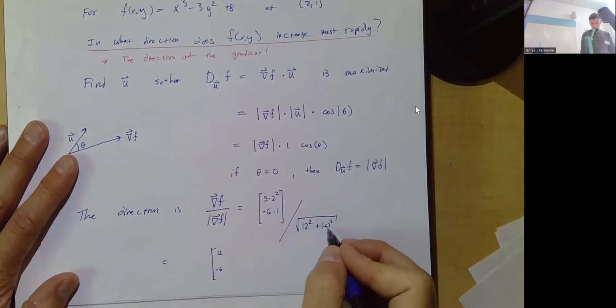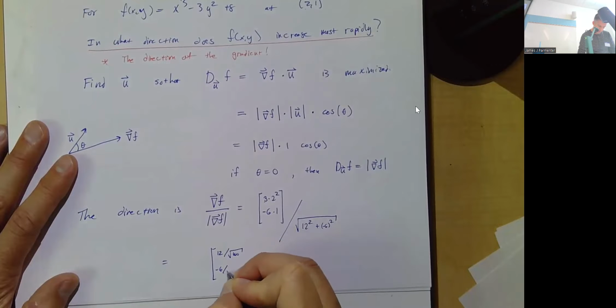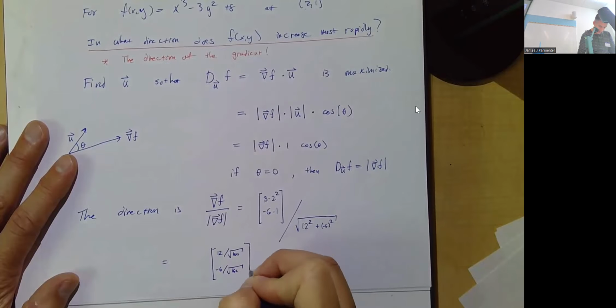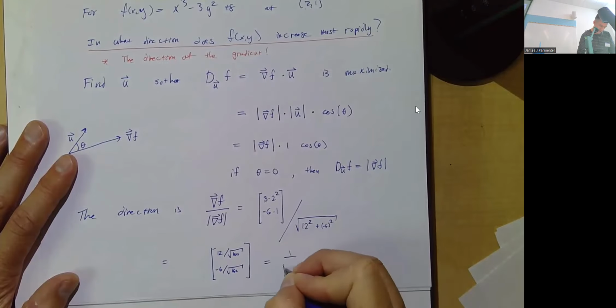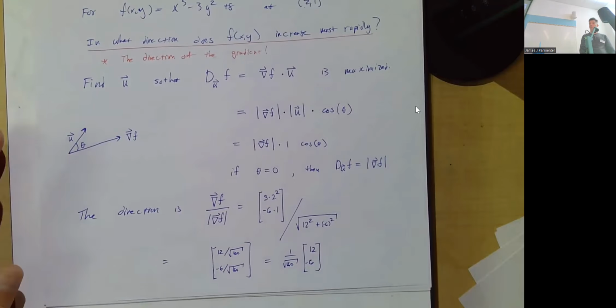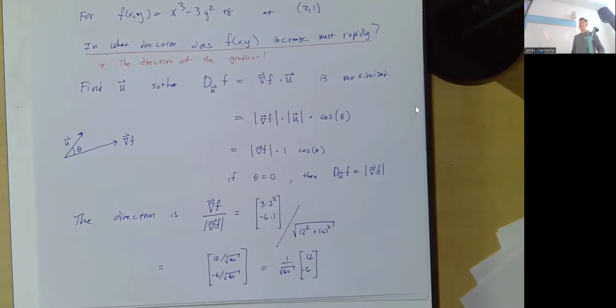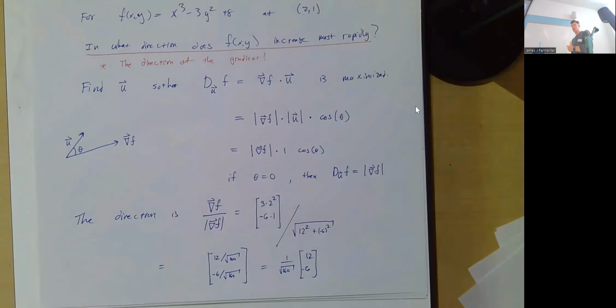And then each of those is going to be divided by the square root of 144 plus 36, which is 160. And yeah, I decided to write them in the vector this time. Although I normally would, I probably just still write this as 1 over the square root of 160 times 12, negative 6. So that vector is the direction where from the point (2, 1), the surface increases the most rapidly.